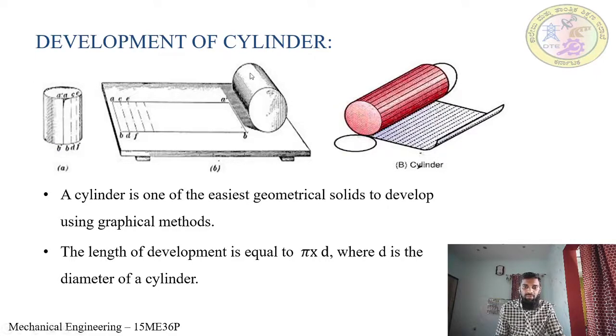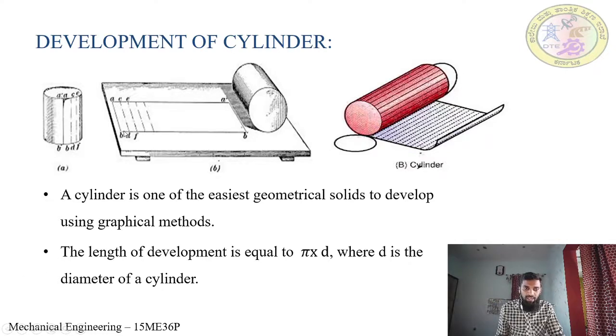See, the development of cylinder is nothing but the cylindrical surface of the cylinder is unrolled, and if it is placed on a plane surface, that becomes the development of the cylinder. And this is the easiest geometrical solid to develop. And if you see the second sketch, you can easily understand how the cylindrical surface is unfolded and laid on a plane.